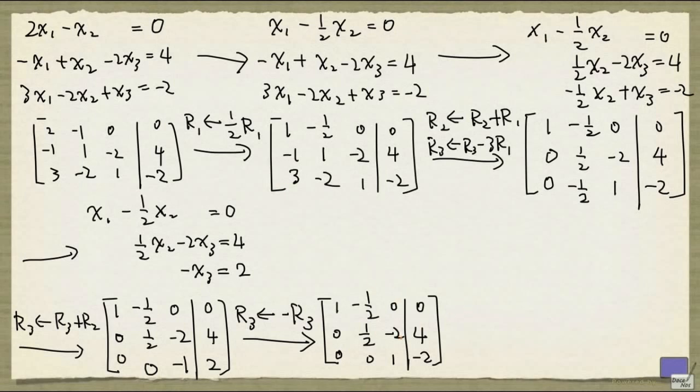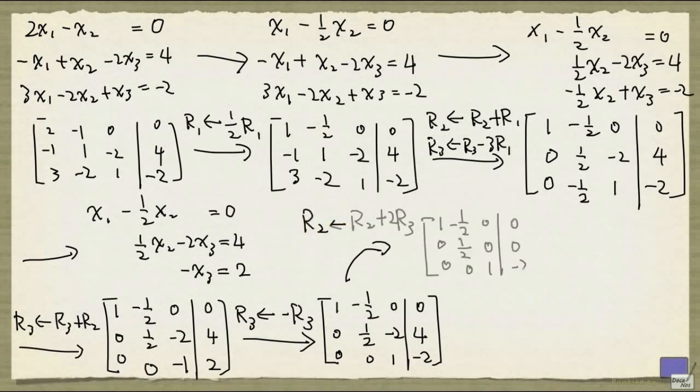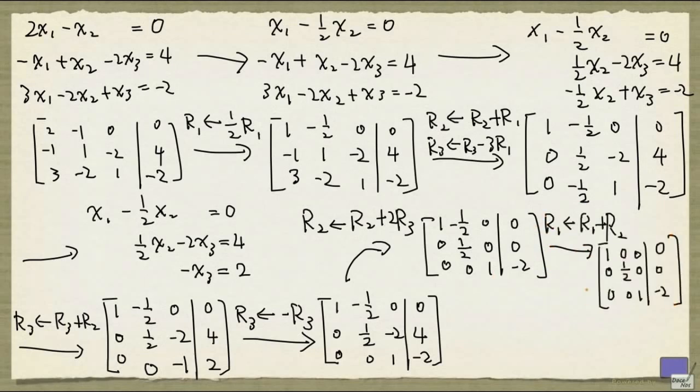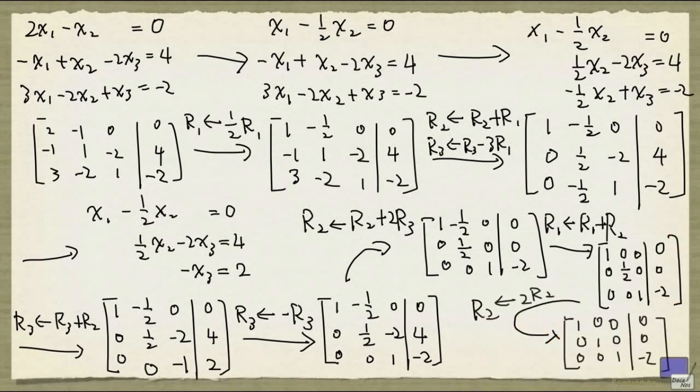But let's continue. This time, I'm going to add 2 times row 3 to row 2. Now I'm going to add row 2 to row 1. Finally, I'm going to multiply row 2 by 2. If I now write down the system that this matrix represents, it's going to look like this. x1 equals 0, x2 equals 0, and x3 equals -2. This system basically tells us exactly what the solution has to be.